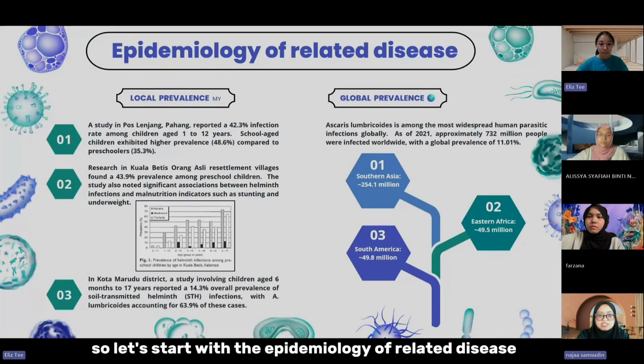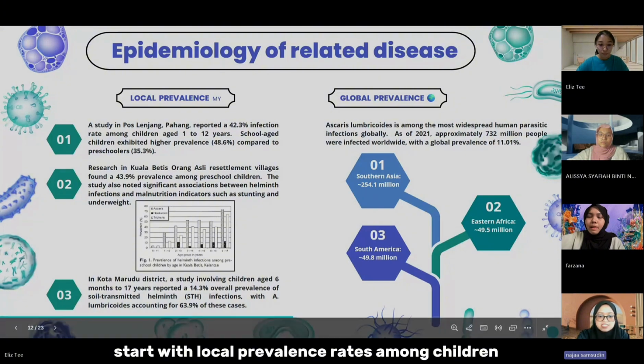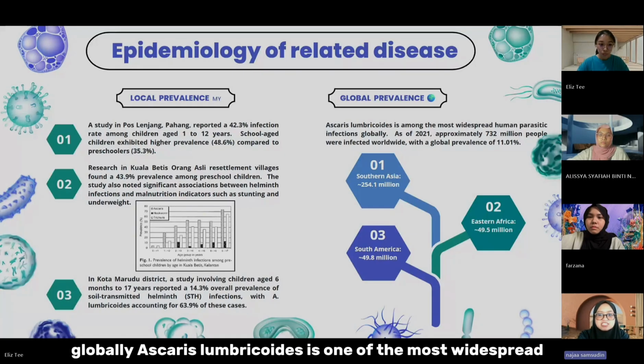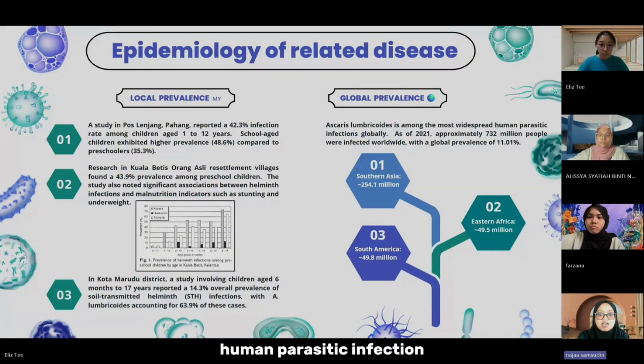So let's start with the epidemiology of the disease. Starting with local prevalence, rates among children range from 14.3% up to 43.9%, with school-age children most affected. Globally, Ascaris lumbricoides is one of the most widespread human parasitic infections, affecting about 732 million people, especially in Southern Asia, Eastern Africa, and South America.